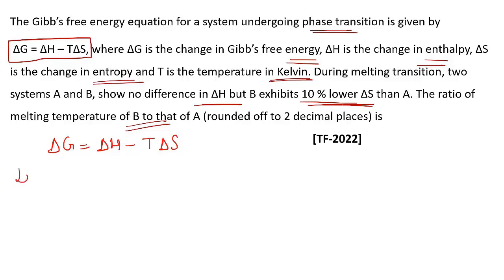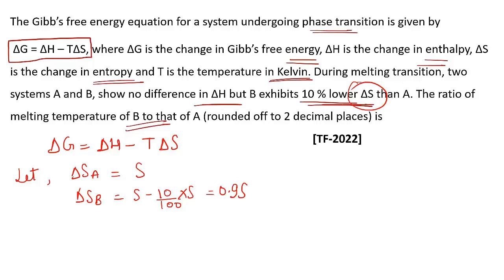So let delta S of A be equal to S. It is the change of entropy for system A. Delta S for B is 10% lower than that of A. That means S minus 10% of S, that is 10 upon 100 into S, which means 0.9 S. It is given that there is no change in delta H, meaning delta H of A is equal to delta H of B, and H is constant.